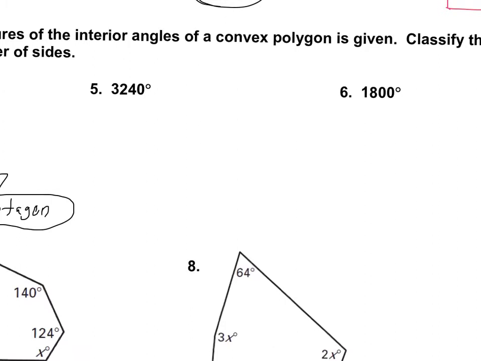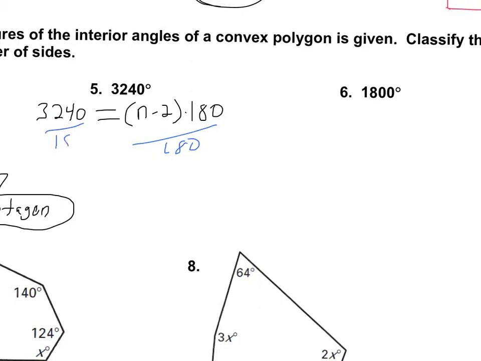All right, here's another one, same type of thing. So we'll just take this 3,240 degrees, and we'll set it equal to n minus 2 times 180. Make sure you have the parentheses on there, and make sure you divide by 180 first. So we're just going to divide each side by 180. That will cancel out on the right side. On the left side, when you type that in, you get 18. So 18 equals n minus 2.